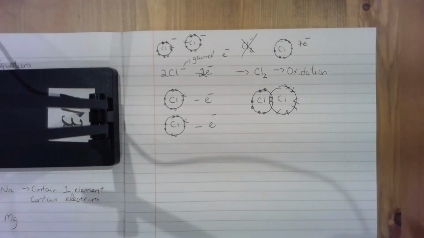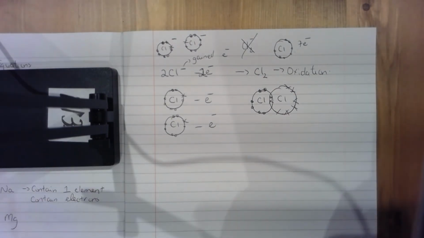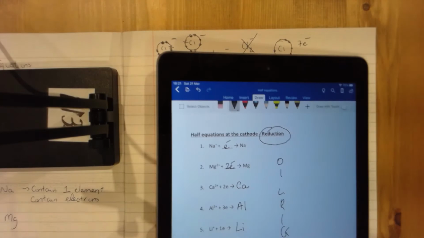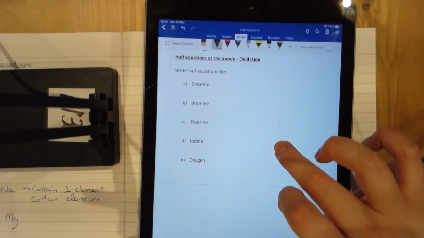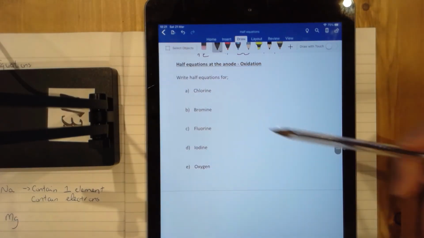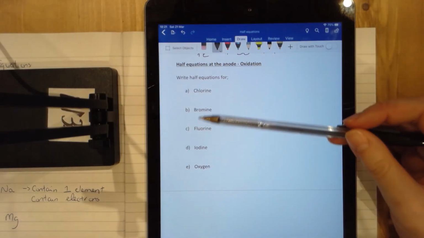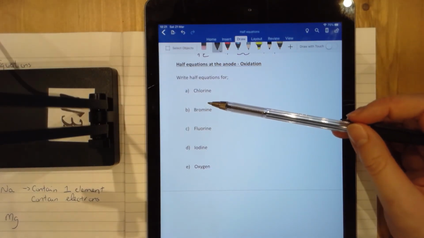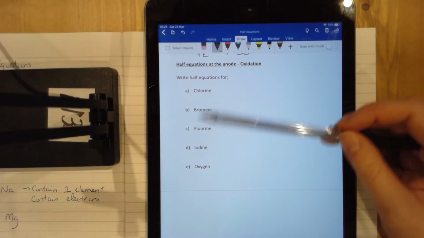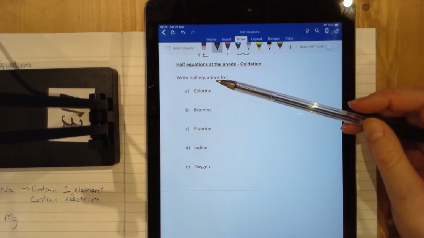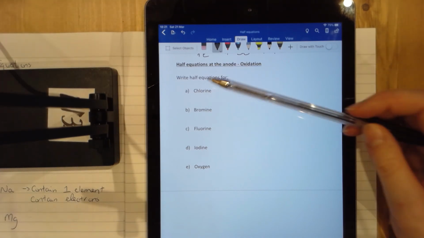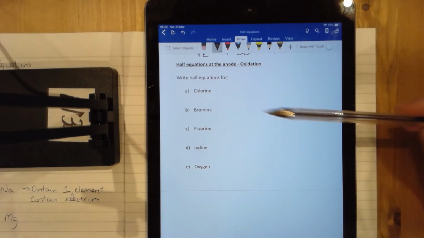Again, this video is getting slightly long, so I'm going to pause it. I'll stop it. We're going to go to the next video. And what I'm going to do in the next video is go back to my worksheet and start working on the half equations at the anode, which we've said is oxidation. I've already done chlorine for you, so try and do chlorine yourself. Bromine, fluorine, iodine, they're all in group 7, so they're all exactly the same. So rather than just waiting for me to do them, have a go at them yourself, see how you get on, and then watch the next video and you can correct them.